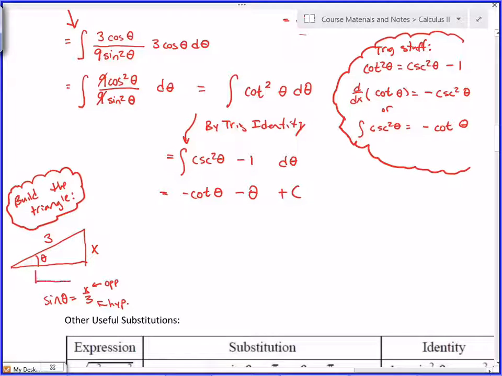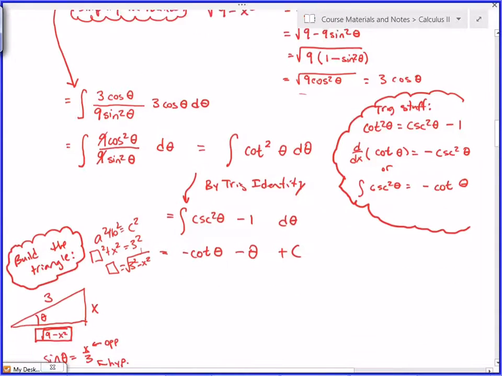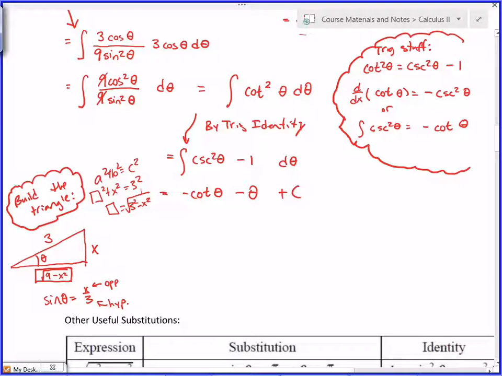What does that make the remaining side? Remember, a squared plus b squared equals c squared. So in our case, something squared plus x squared equals 3 squared. If you move that to the other side, that something becomes the square root of 3 squared minus x squared. Notice that's exactly the thing that we had in the integral. But that's just from the Pythagorean theorem.